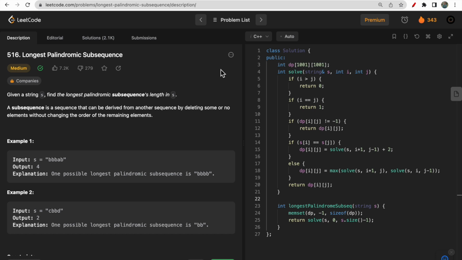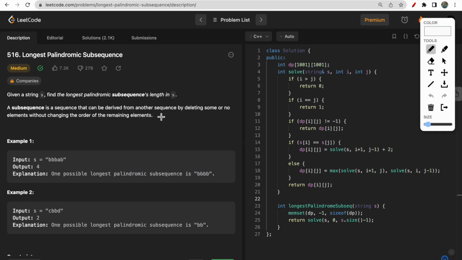Now here you are given a string S and you need to find the longest palindromic subsequence length in S. So now the first question arises, what is a subsequence? See, a subsequence is a sequence of characters you can form by deleting some of the characters.